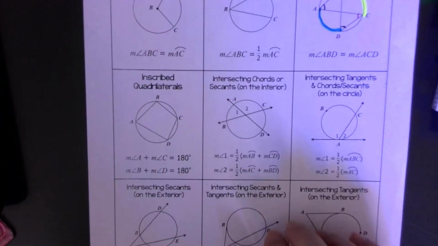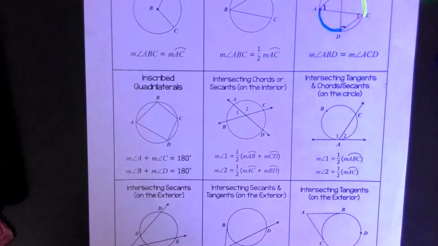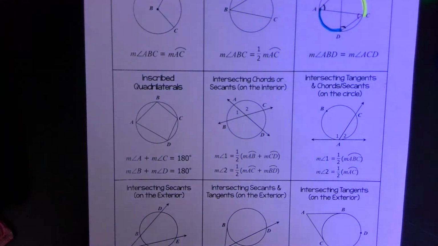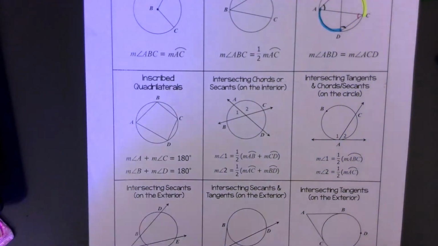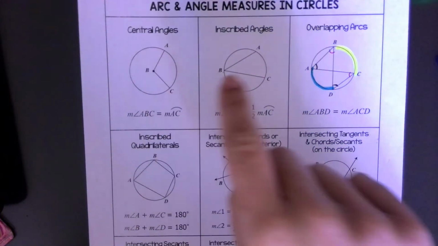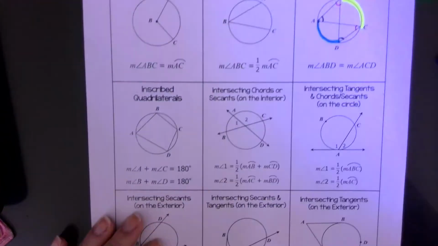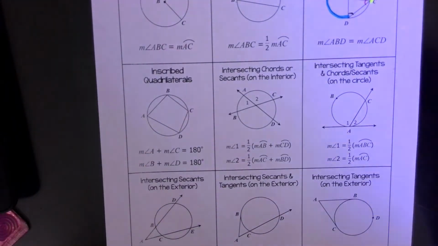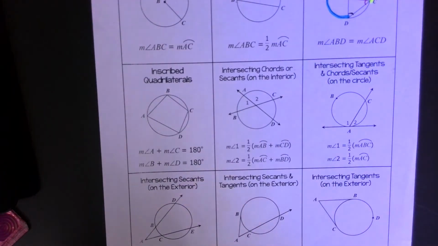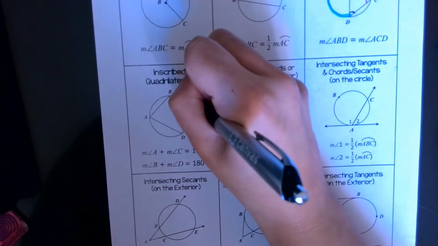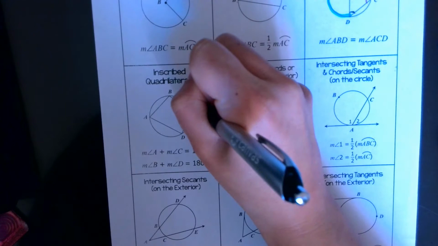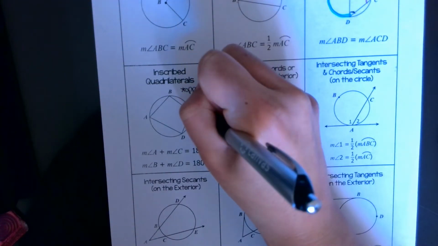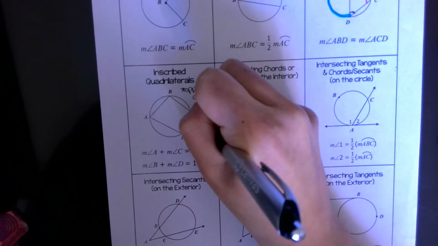So back to this paper that I said was on Canvas, Unit 7, scroll down, and it'll say as a PDF, circles, formulas, you'll have all this. So far we talked about central angles, inscribed angles, overlapping angles, and now we're going to talk about inscribed quadrilaterals. If you have an inscribed quadrilateral, then it says that opposite angles are supplementary.